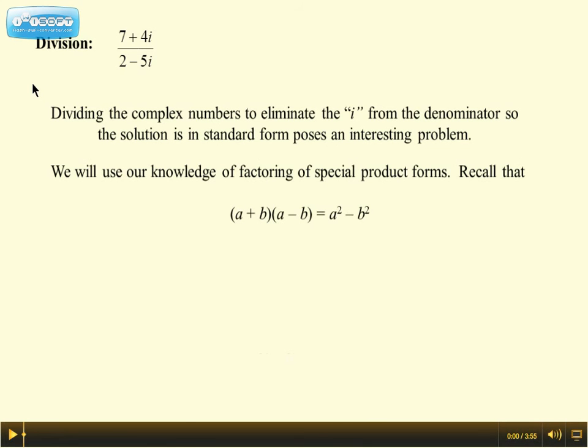To resolve this, we're going to draw on our prior knowledge of factoring, and we're going to use the special product form that a plus b times a minus b equals a squared minus b squared. This is often referred to as a difference of perfect squares.